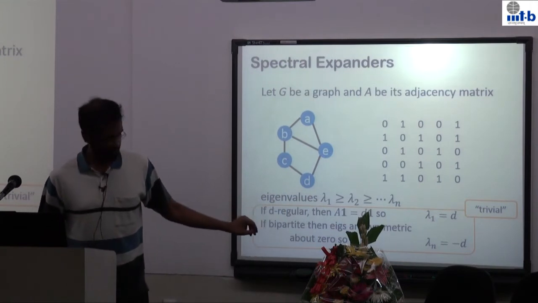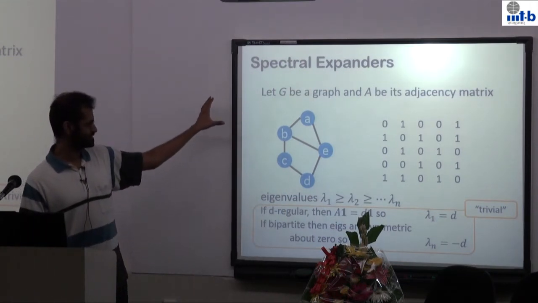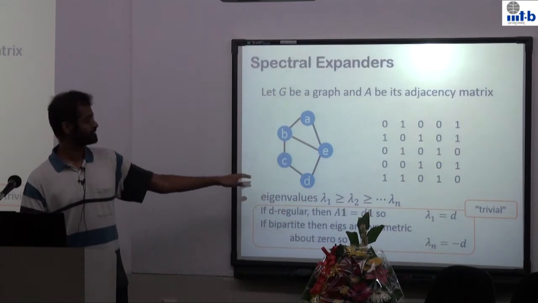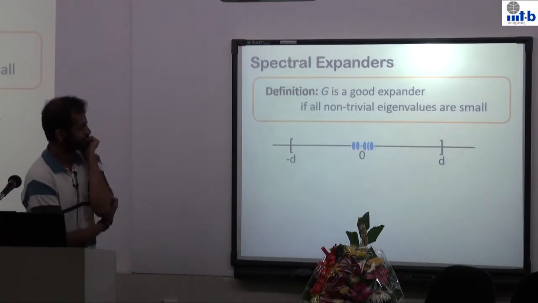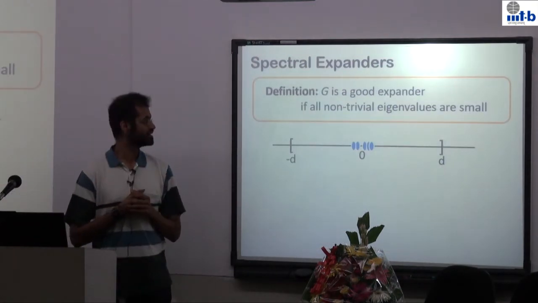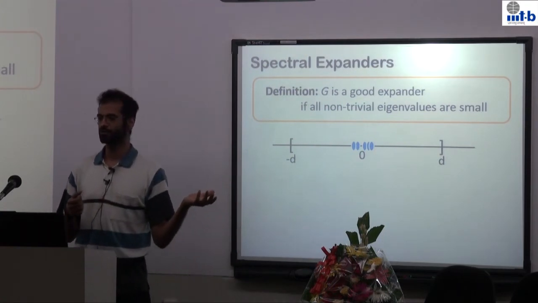Okay. So the spectral expansion is defined in terms of the remaining eigenvalues. Here's the definition: a graph G is a good expander if all of its non-trivial eigenvalues are small.